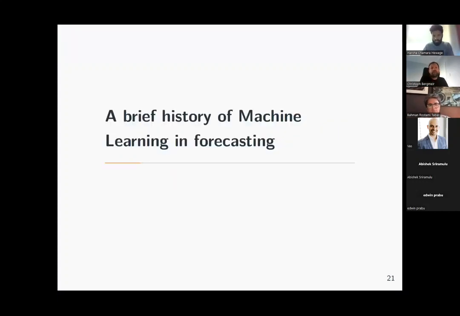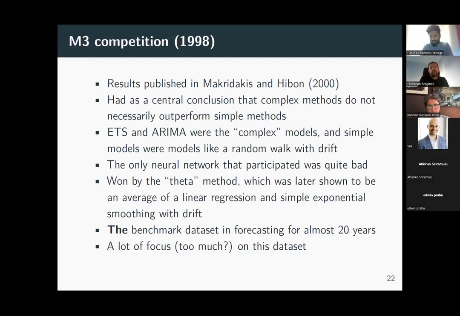Good. So now I wanted to go through a quite brief history of machine learning and forecasting before we get to really the methods and how it's all done. In forecasting, we obviously had these M competitions. It started with the M1 in '82. M stands for Makridakis, who runs these competitions.